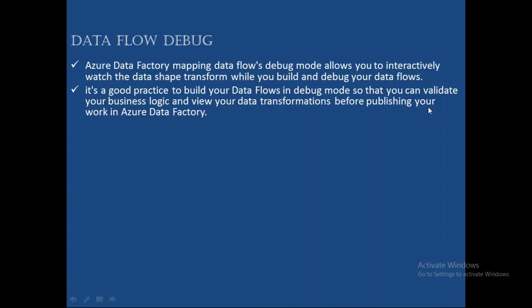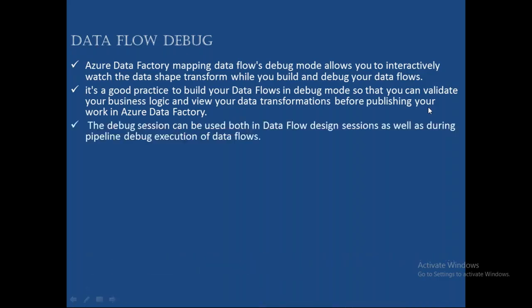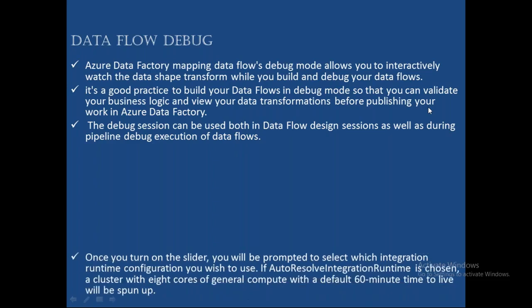So if you run this data flow, what will happen? What resultant data may come from this transformation? What is the output of this transformation if you run the data flow? That kind of thing you are able to preview if you enable data flow debug. Next, the debug session can be used both in the data flow design session as well as during pipeline debug execution of the data flow. Meaning, when you are interactively checking the output of each transformation in the data flow, you can use this. The second way is you are going to execute this data flow from the pipeline. There also you can use this data flow debug.